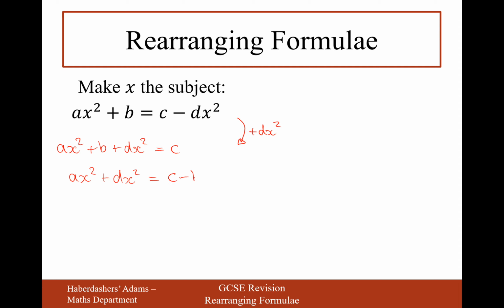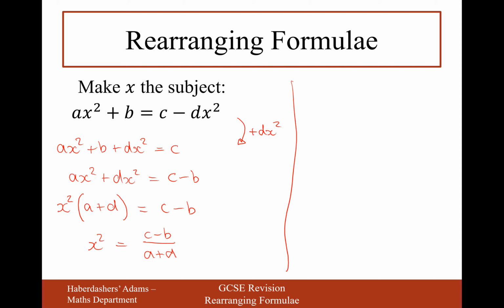C minus b. Now it's only the x that's being squared here, but what I'm going to do is factorise out x squared from both the terms here. And what have I got left in the bracket? It would just be a plus d. Then divide by the bracket. So I'll have x squared equals c minus b divided by a plus d.